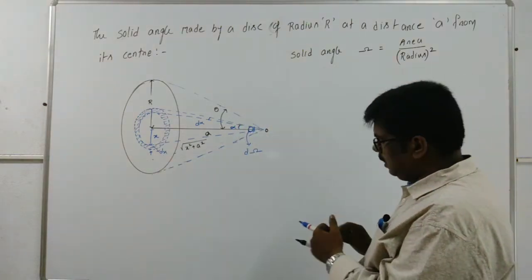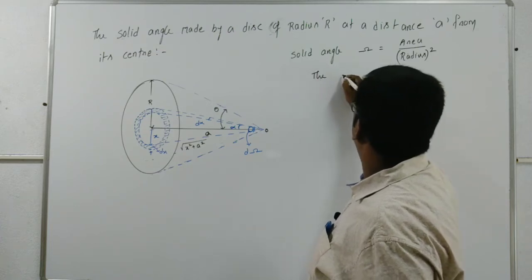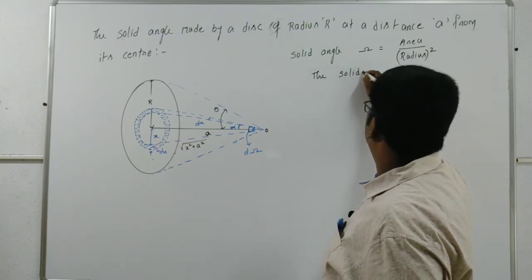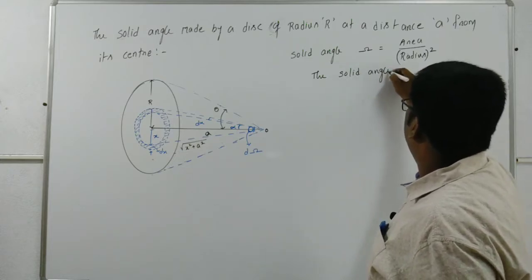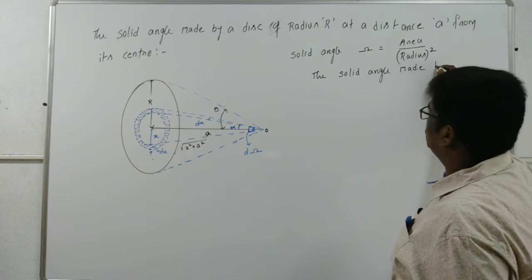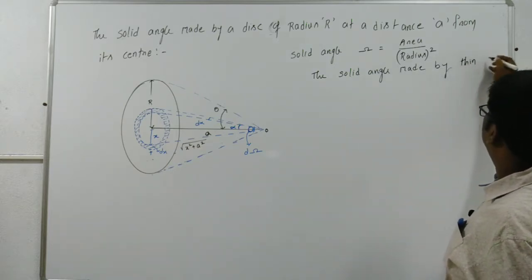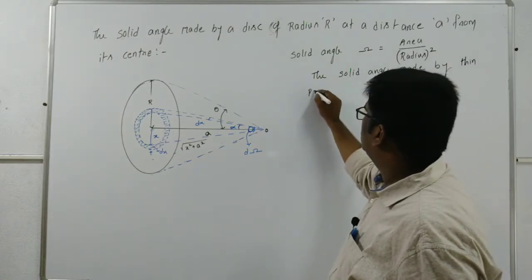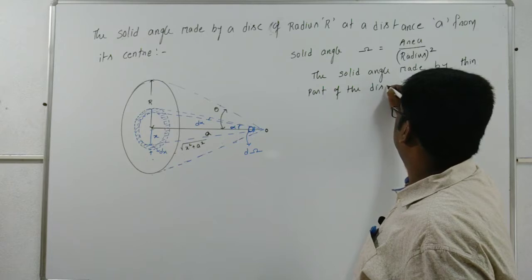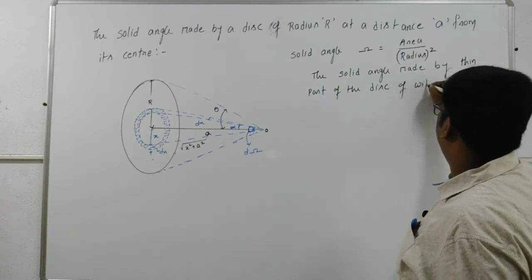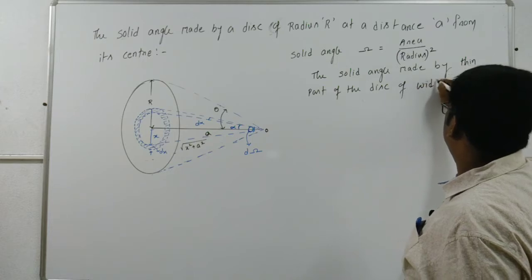Therefore, I am writing that the solid angle made by a thin part of the disc of width, how much we have?